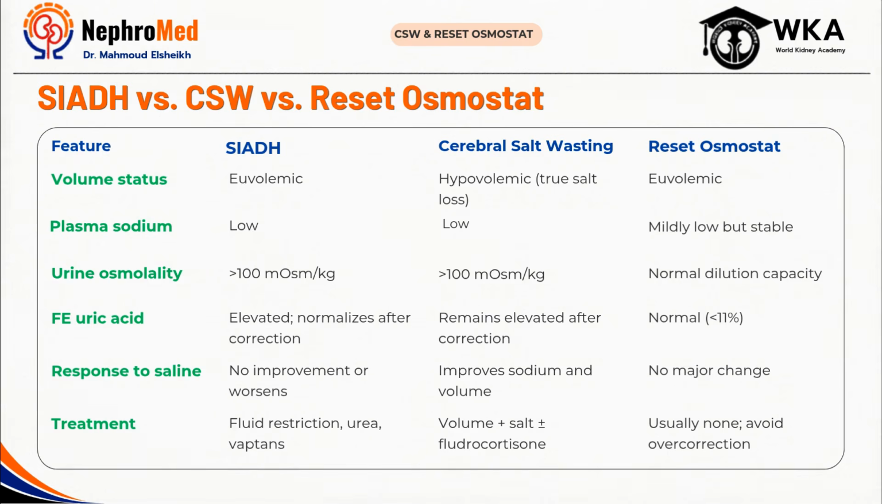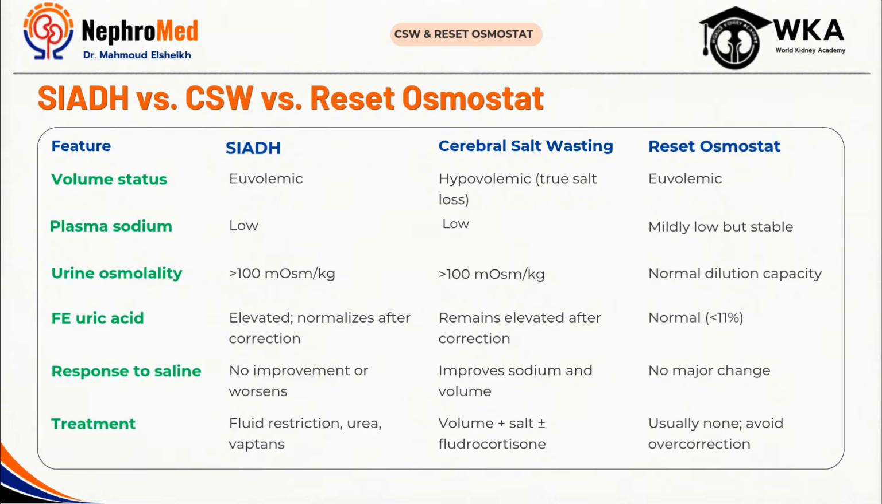Now compare that with cerebral salt wasting. Here the patient is actually hypovolemic due to true renal sodium loss. Urine sodium is high, urine osmolality is elevated, but unlike SIADH, the patient typically improves with saline and volume replacement. Another useful clue is that fractional excretion of uric acid often remains elevated even after sodium correction, reflecting persistent renal salt wasting. Treatment therefore is completely different, focusing on volume and salt replacement, sometimes with fludrocortisone support, as we mentioned.